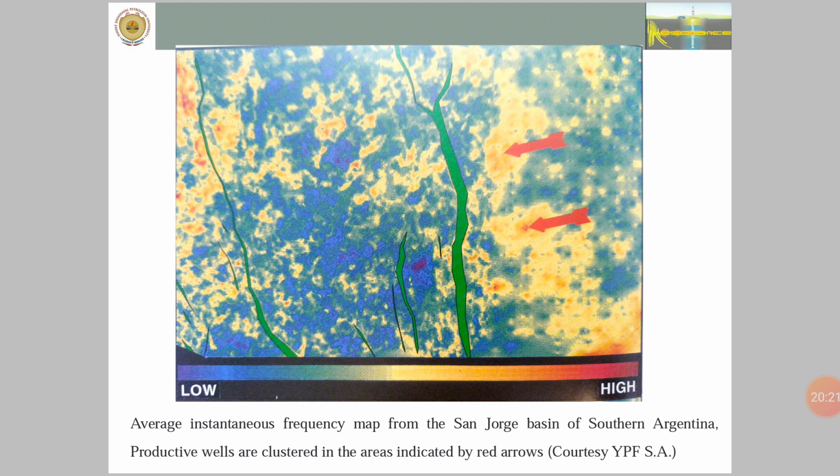The average instantaneous frequency, which is red in color, is high frequency, and which is blue in color is low frequency. So in the central part between the faults we have low frequency. On the flank part we have high frequency, which is shown by yellow and darkish yellow, which gives us that there is a possibility of gas presence, and it has been established by the production well.